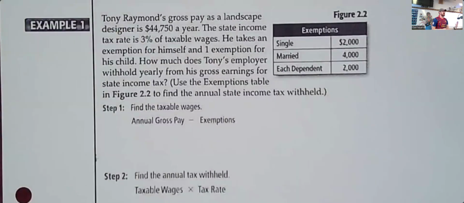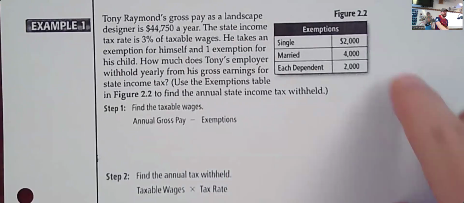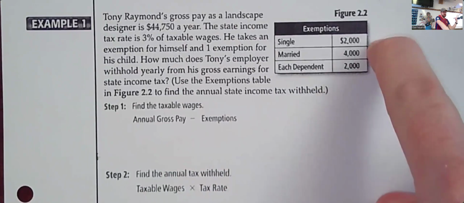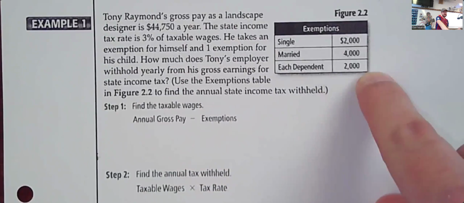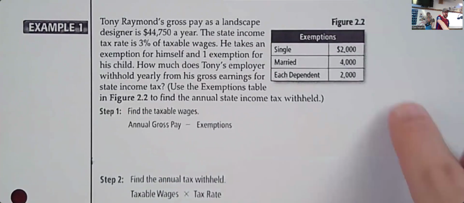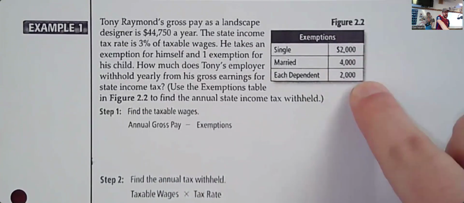So yesterday, where it was like 63.46 per exemption per week, that was just total number of exemptions. Today, it's being broken down into different categories. Single means that's 1. So you get a $2,000 deduction for yourself, plus another $2,000 for each dependent. So he's claiming a total of 2 exemptions, one of them for himself for being single, one of them for his child as being a dependent.